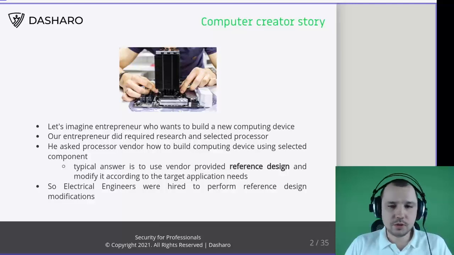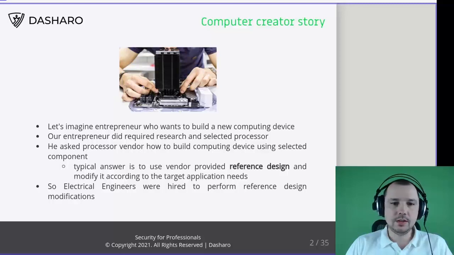So he selected the processor that should work for his application, for his requirements, and wondered, okay, how can I build a computer? So he decided to go to the processor vendor and ask, sorry guys, how can I build my new computing device? And he gets the reply that typically he has to obtain the reference design, which various vendors call differently. Sometimes it is called customer reference design. Sometimes it is called reference validation platform, so CRB or RVP.